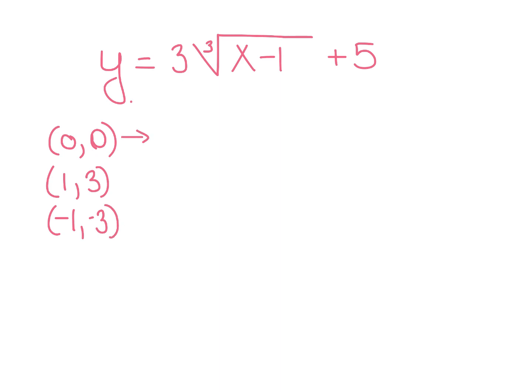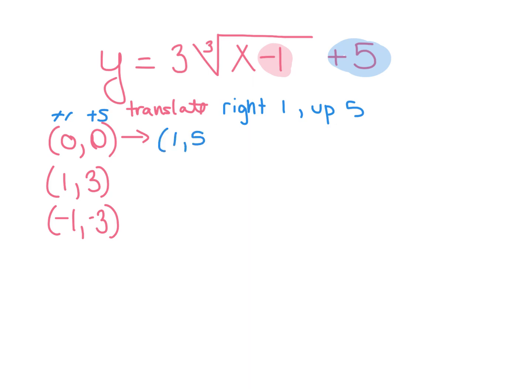But then you need to translate these. How has this function been translated? Well, it's been shifted to the right 1 unit and up 5. So that means for each x value, you're going to add 1 and you're going to add 5 to the y value. So my new ordered pairs would be (1, 5), (2, 8), and (0, 2).